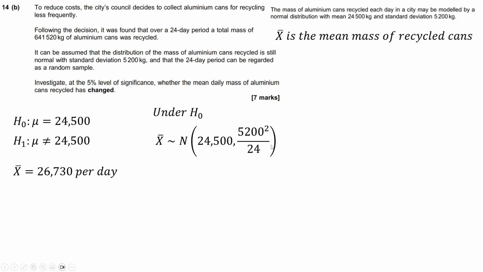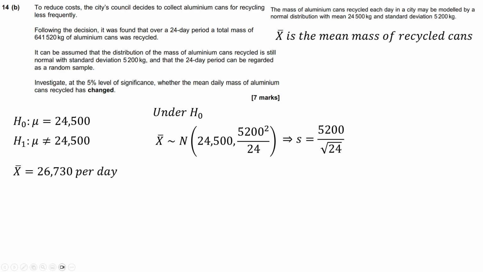Now, the standard deviation here, as I said earlier, is 5,200 over root 24. So that's the value you want to be putting in your calculator. Now what do we need to check? We need to check whether X bar is greater than this or less than this. The way that we know which one to check is we compare it to our mean. We're expecting 24,500, but the suggested mean is 26,730. So they're actually suggesting it's more than that. If they're suggesting it's more, then we need to be looking at the upper tail.